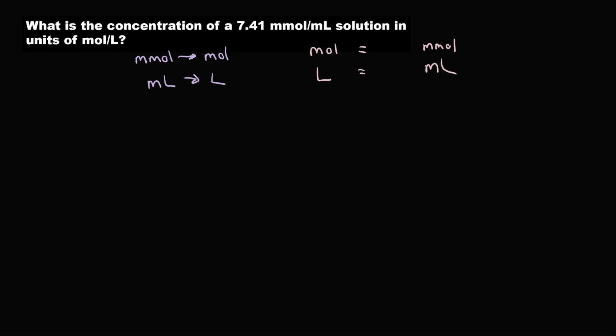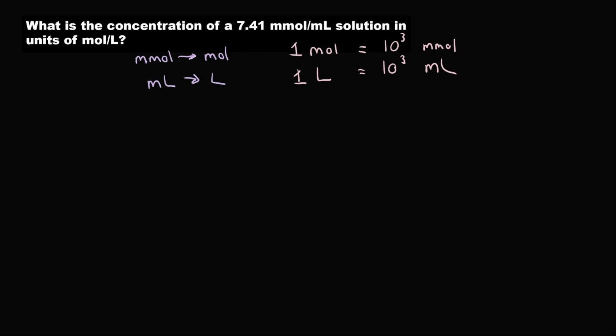We know the base unit is larger than milli, so we're going to put a 1 in front of mole and liter. And the distance between our base unit and milli is 10 to the 3rd power. And so we're going to use that for both from base unit to milli. And so these are the conversion factors that we actually need in order to convert from millimole per milliliter to mole per liter.